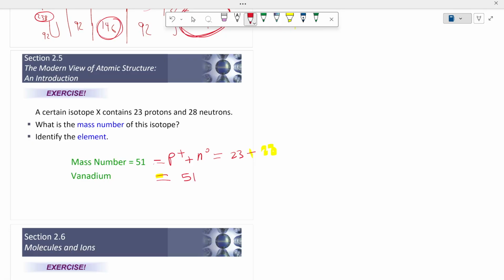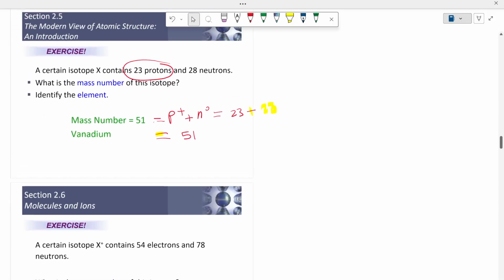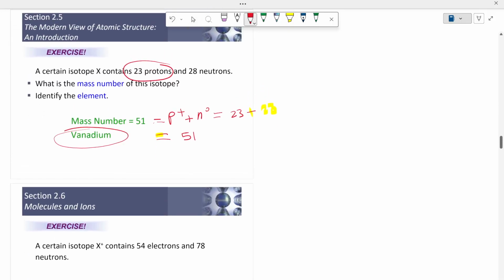To identify the element, you should go to the periodic table and check which element in the periodic table contains 23 protons. You should always check with the number of protons because, as we said, this is the fingerprint, the characteristic number of each atom. The answer is vanadium. When you go to the periodic table, you will find that vanadium has the atomic number of 23.